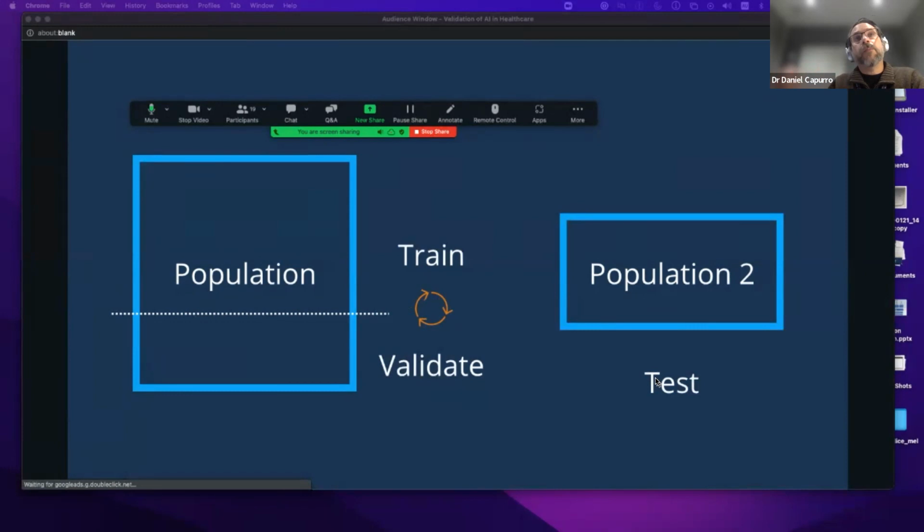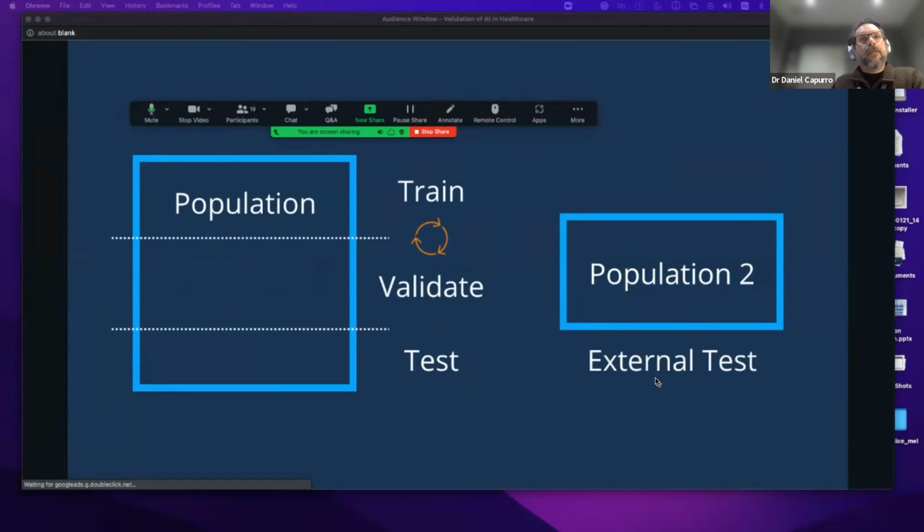An even better setting could be, in one population, you divide your sample in three. You have a training set, a validation set, and a test set. And with the first two, you iteratively improve your algorithm. Then you test it. And then you finally take it to a completely separate population and do an external test, okay?